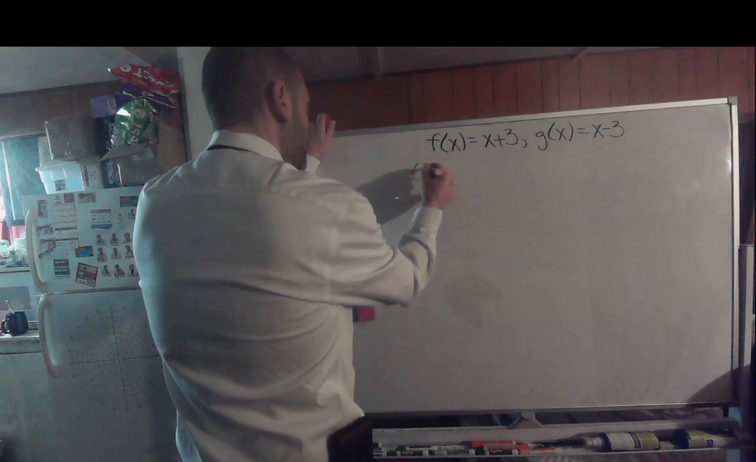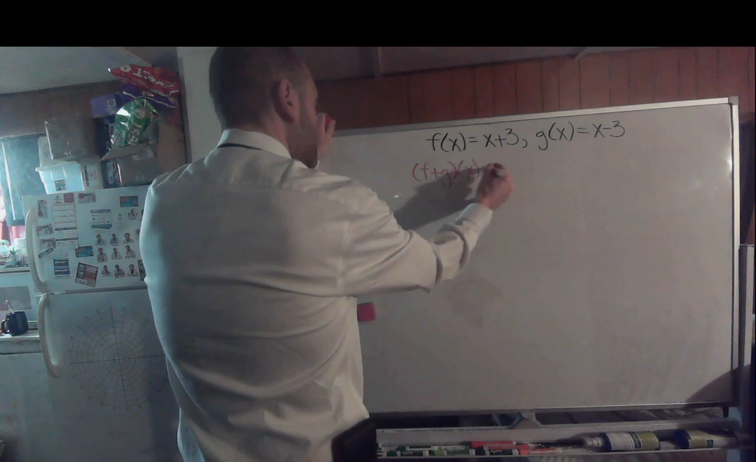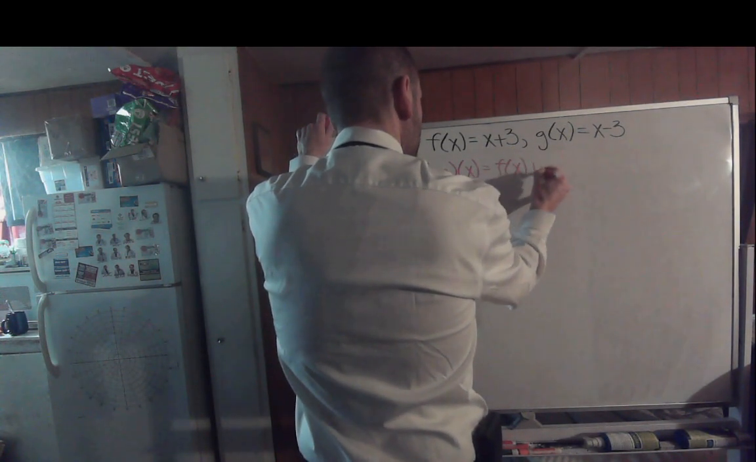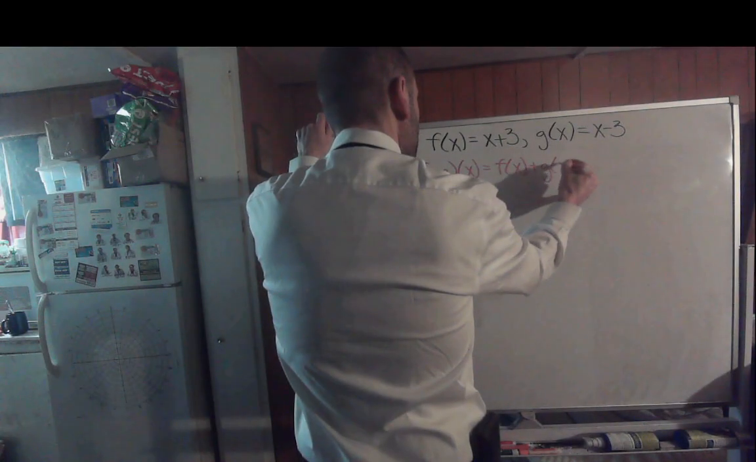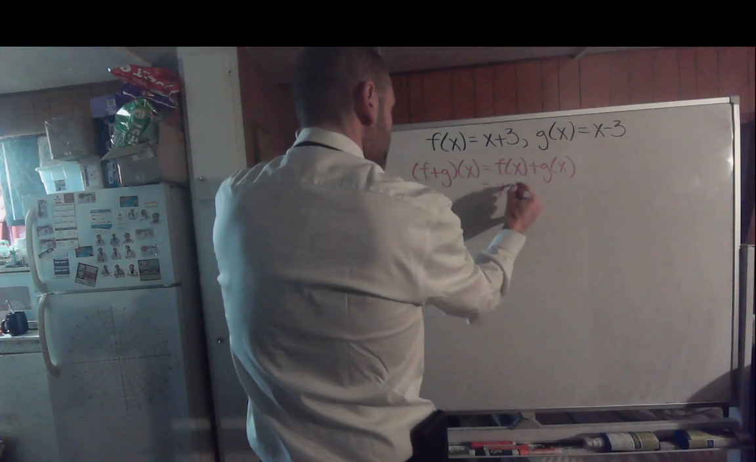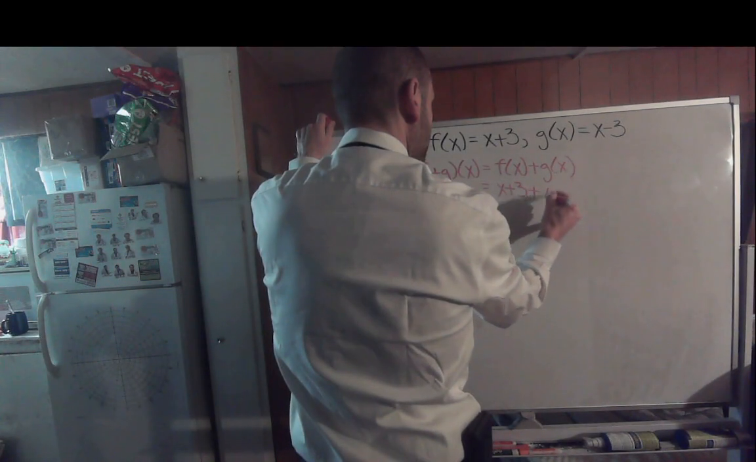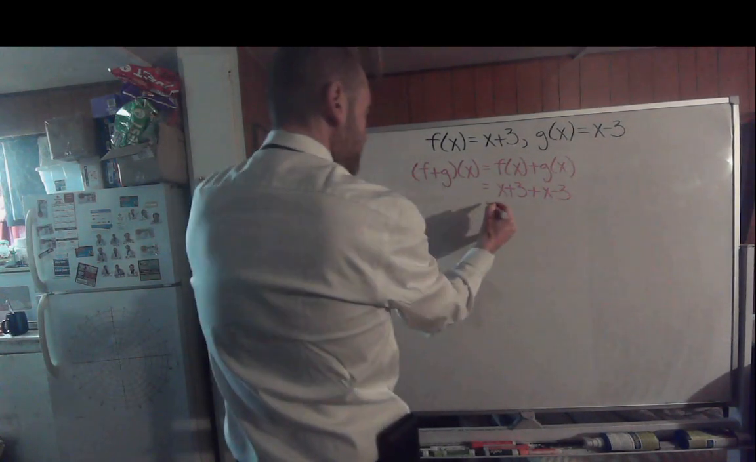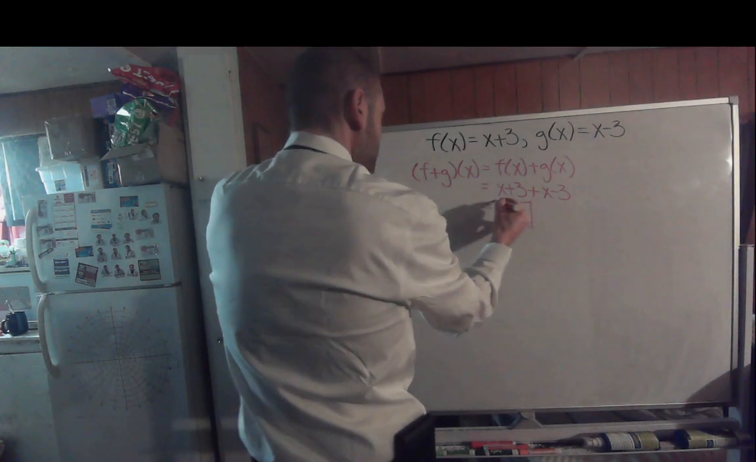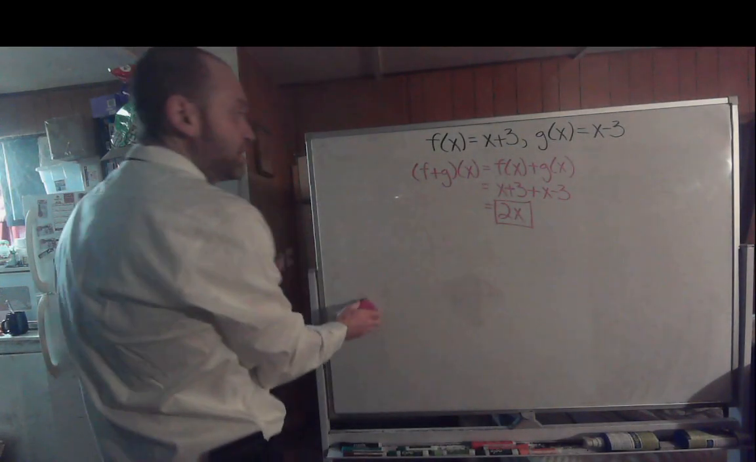So let's take f plus g of x. Well, that's going to, of course, equal f of x plus g of x, which f of x is x plus 3, so that would equal x plus 3 plus our g of x, so that'd be plus that x minus 3, which would just give you 2x. So f plus g of x would be 2x.